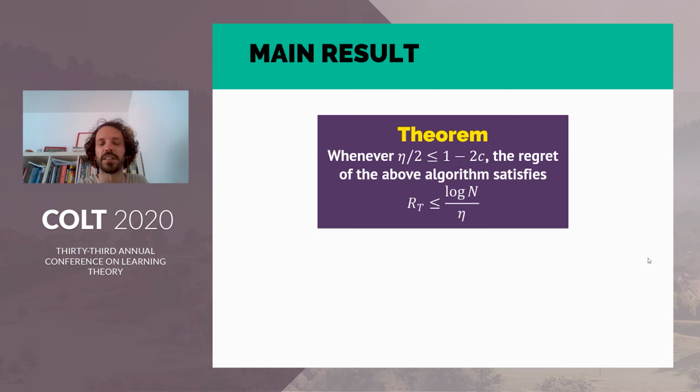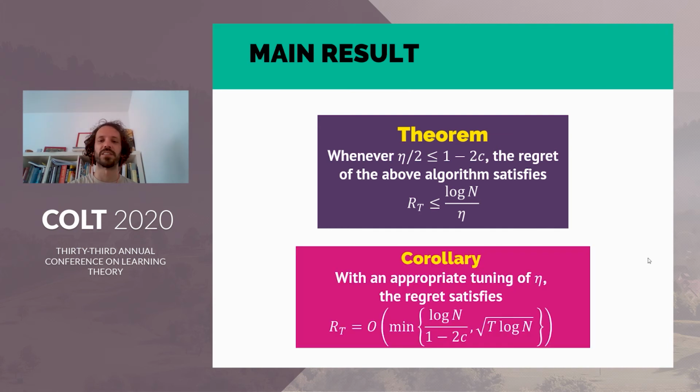If eta is small enough, which means that if eta over 2 is bounded by 1 minus 2c, where c is the abstention cost, then this algorithm that I just explained has constant regret, has regret bounded by log n over eta. So naturally, this suggests that if c is far away enough from 1/2, then I should just crank up eta all the way to this value and just enjoy this regret guarantee. Otherwise, I can still recover the worst case regret guarantee.